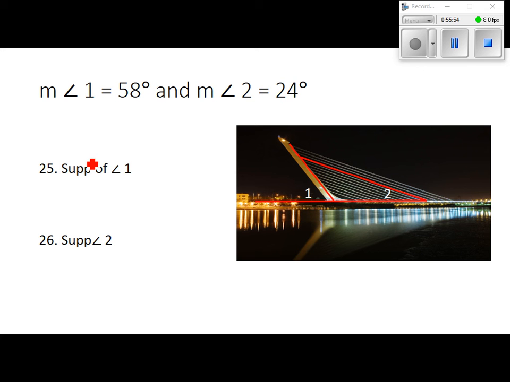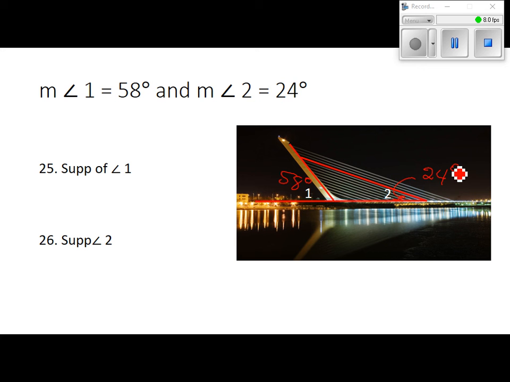Number 25 says the measure of angle 1 is 58 degrees. The measure of angle 2 is 24 degrees when we're looking at this picture. So this angle right here is 58 degrees. Measure of angle 2, which is right down in here, that angle right there is 24 degrees. This is some bridge, I think, somewhere in Australia or somewhere, I can't remember. It says in your book, I believe.